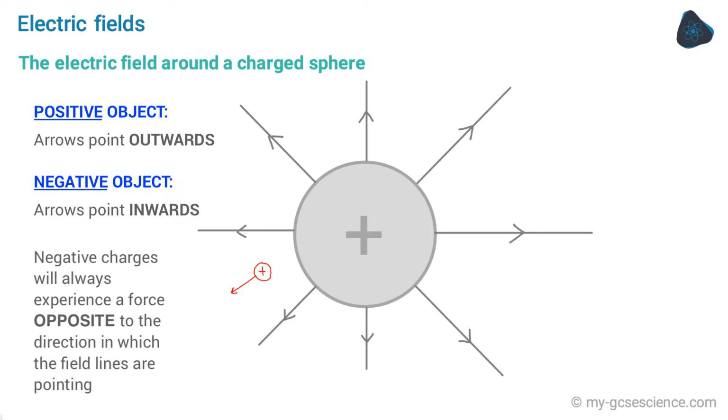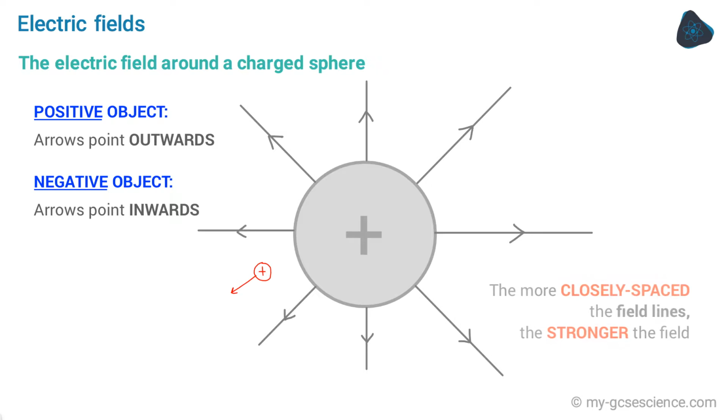Moving on, the spacing of these field lines tells us about the strength of the electric field. The more closely spaced the field lines, the stronger the field, and the larger the force that will be exerted on a given charge. What this means is that an electron which is located here in the field will experience a smaller force than one which is here.